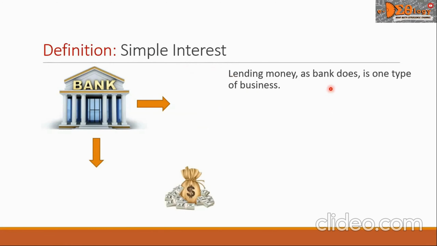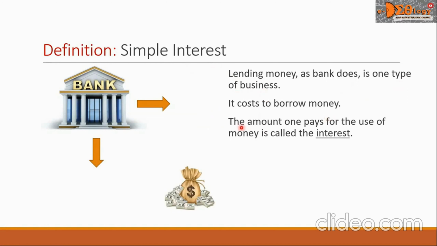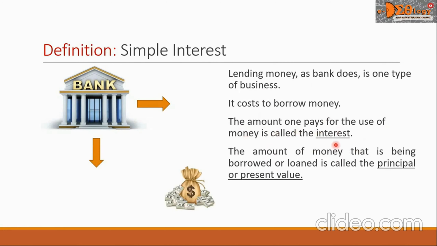Lending money, as a bank does, is one type of business. It costs to borrow money. The amount one pays for the use of money is called the interest. The amount of money that is being borrowed or loaned is called the principal or present value.